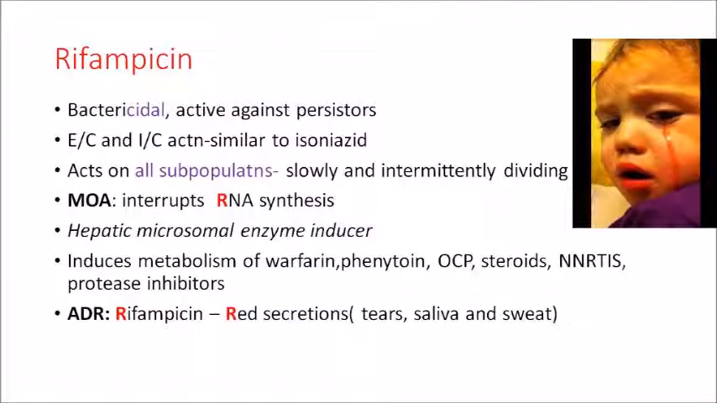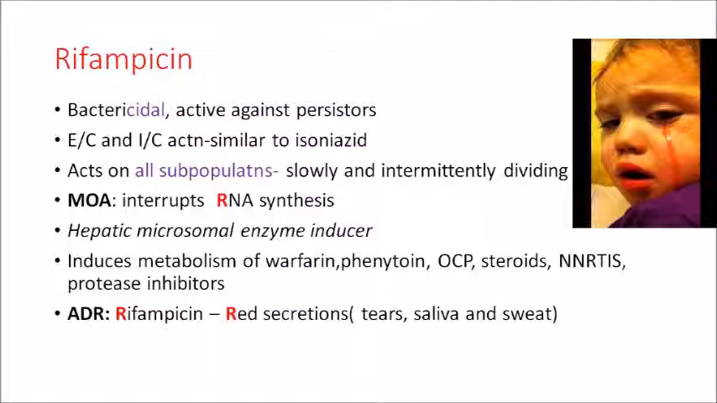Rifampicin is a strong drug. It is very effective, especially effective against persisters. Persisters means even after having anti-tubercular therapy and eliminating the bacteria from the bloodstream, some bacteria persist in our tissues. So rifampicin is effective even against these persisters. Also, it is effective against bacteria which are resistant to other anti-tubercular drugs. Acts on intracellular as well as extracellular bacteria and acts on all the subpopulations. Slowly and intermittently dividing bacteria are also acted upon.